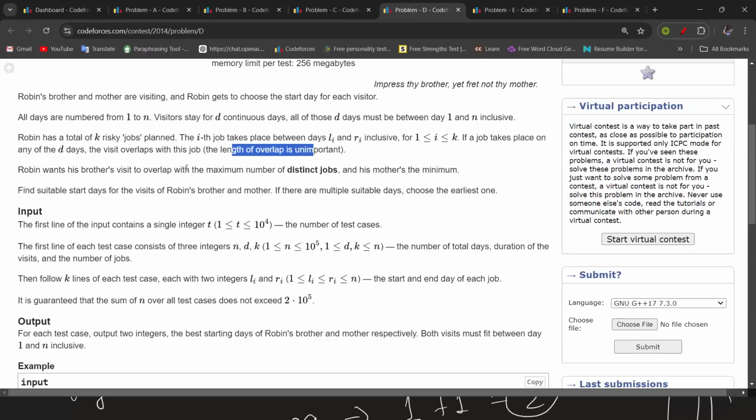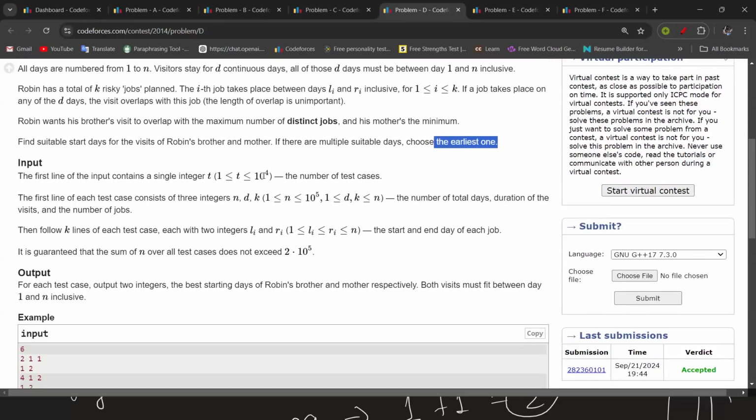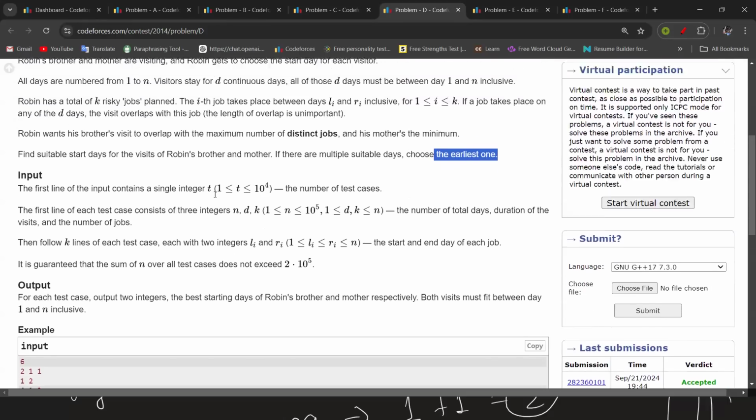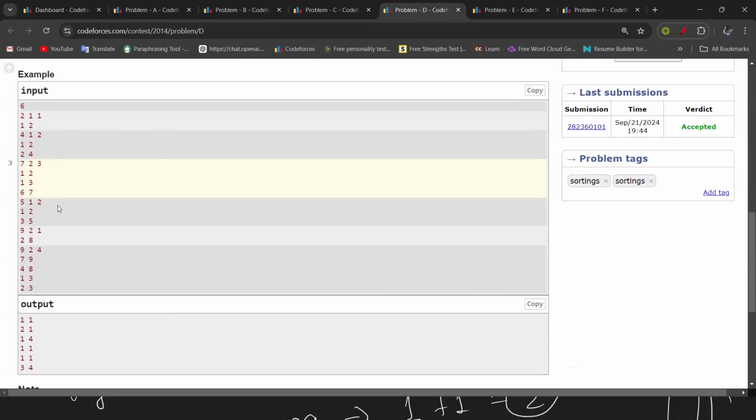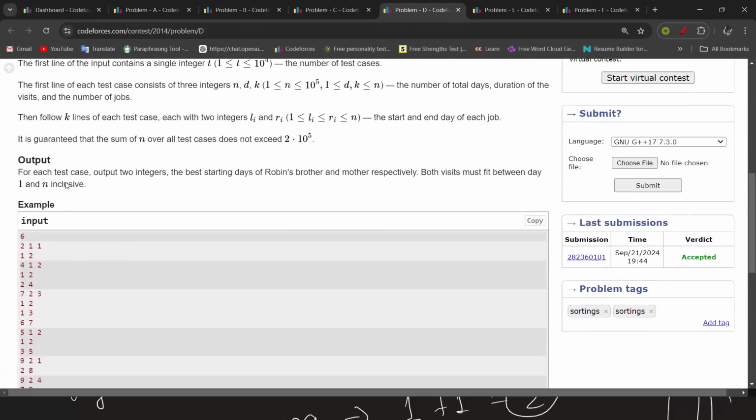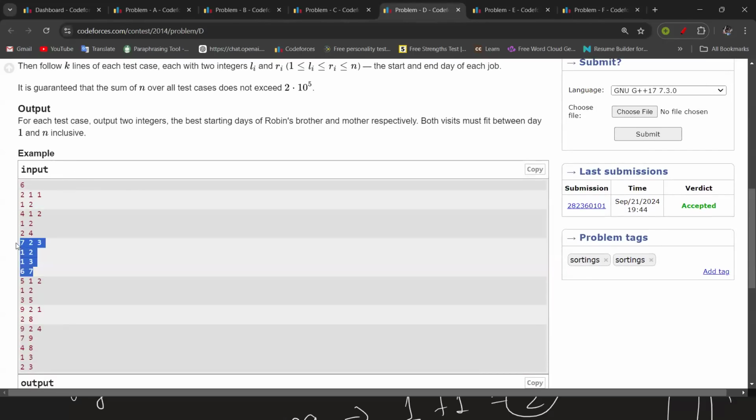Robin wants his brother's visit to overlap with the maximum number of distinct jobs and his mother's with the minimum number of distinct jobs. Find suitable start days for the visits of Robin's brother and mother. If there are multiple suitable days, choose the earliest one. So basically, we need to find the suitable days for Robin's brother's and mother's visits. Okay, so let's understand the problem by taking a test case. Let's say we take this test case.